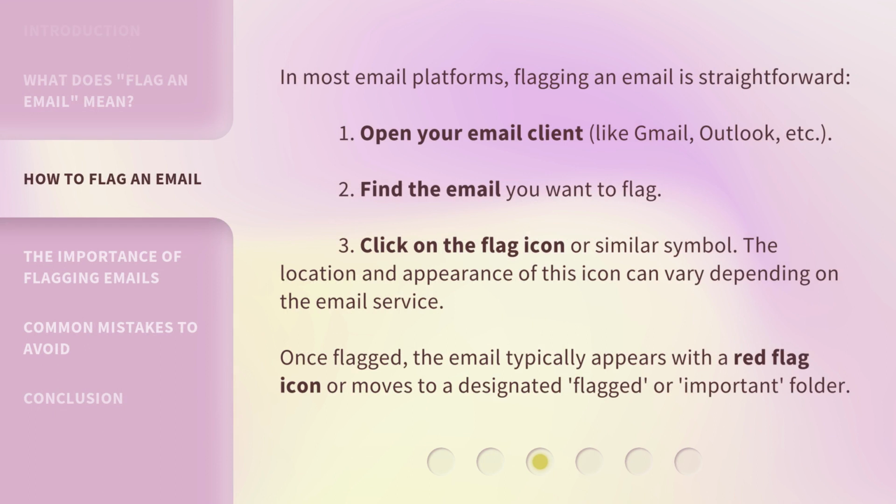In most email platforms, flagging an email is straightforward. 1. Open your email client, like Gmail, Outlook, etc. 2. Find the email you want to flag. 3. Click on the flag icon or similar symbol. The location and appearance of this icon can vary depending on the email service. Once flagged, the email typically appears with a red flag icon or moves to a designated flagged or important folder.